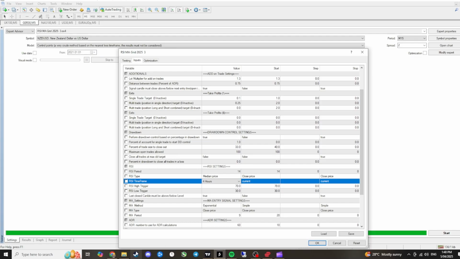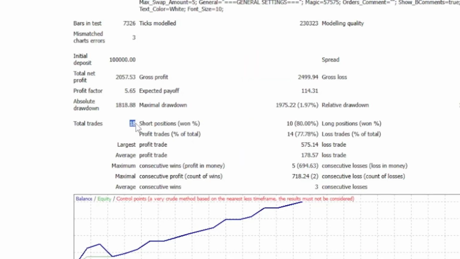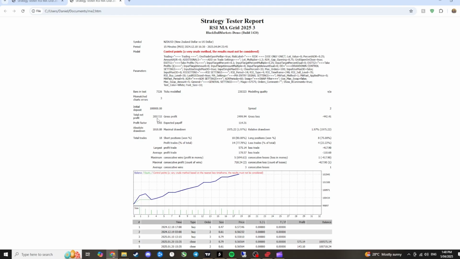Alright, so I've done a test and here's some stuff I prepared earlier. So this is the 4-hour extensions. Notice we got in 18 trades, and we made $2,000. So we only got 18 trades and we made $2,000.